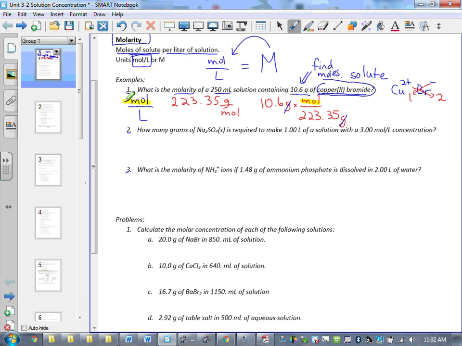Liters. We have been given milliliters. How many milliliters in a liter? It's a famous question. Age old. 10, 100. I'm going to guess 100. There would be 1,000 milliliters in a liter. So how are we going to convert our milliliters to liters? Divided by 1,000.